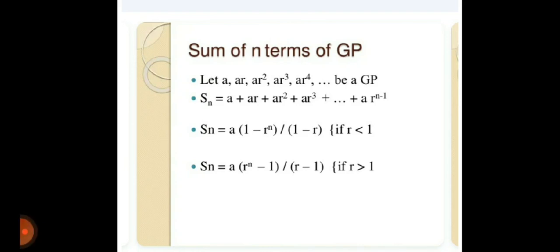And suppose if R equals 1, then what is AR? A. What is AR square? This is also A. So this becomes a constant sequence, not a GP sequence. Okay, so it varies according to whether R is less than 1 or greater than 1.